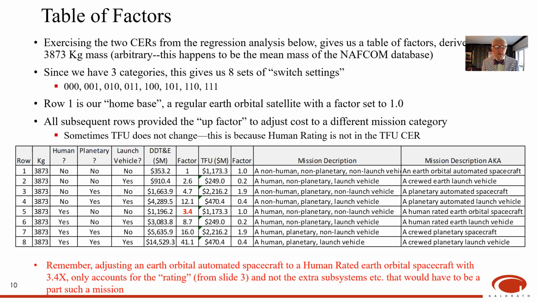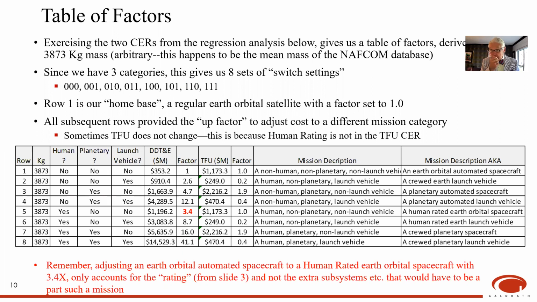Row 3, let's set the factors to our third enumeration, 010, which says it's not human rated, it is planetary, and it's not a launch vehicle. We see our development cost result there and our factor of 4.7 compared back to our home base row. We see a new TFU cost and a factor of 1.9 compared back to our home base row. So this is a non-human, planetary, non-launch vehicle, AKA a planetary automated spacecraft.